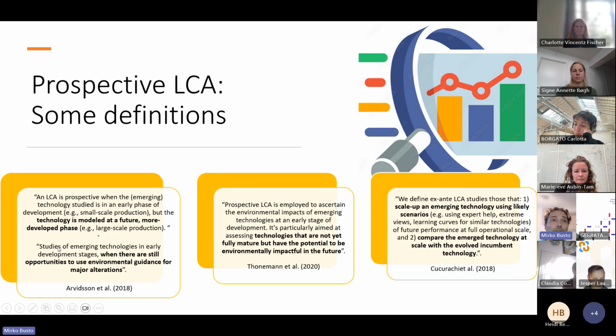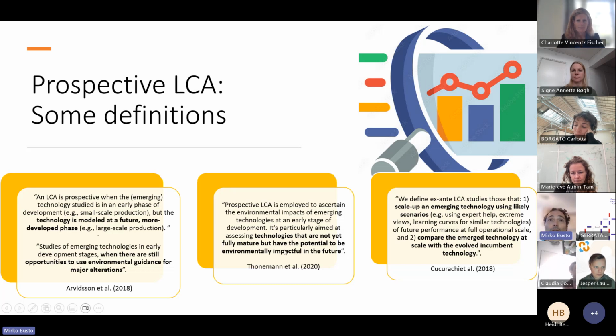And another definition: studies of emerging technology in an early development phase, when there are still opportunities to use environmental guidance for major alteration. This is another very interesting concept. So the fact that when the technology is early, in its development phase, we have the maximum possibility to guide its development towards a lower environmental impact. So that's the best moment to start assessing its environmental emissions, its environmental burdens. That's the concept that we are going to see in the next slide as well.